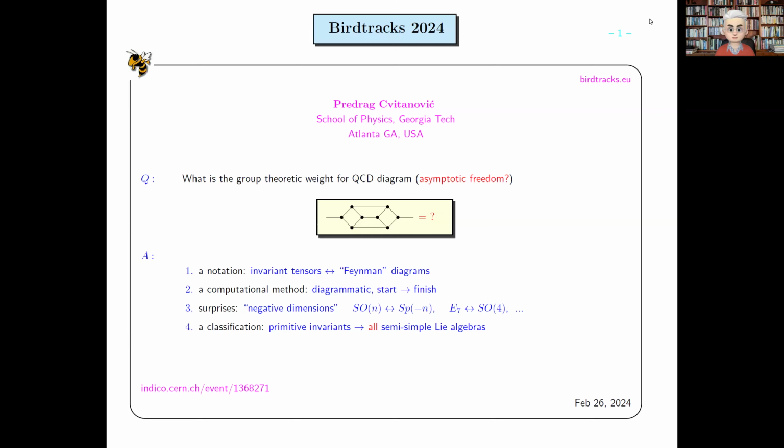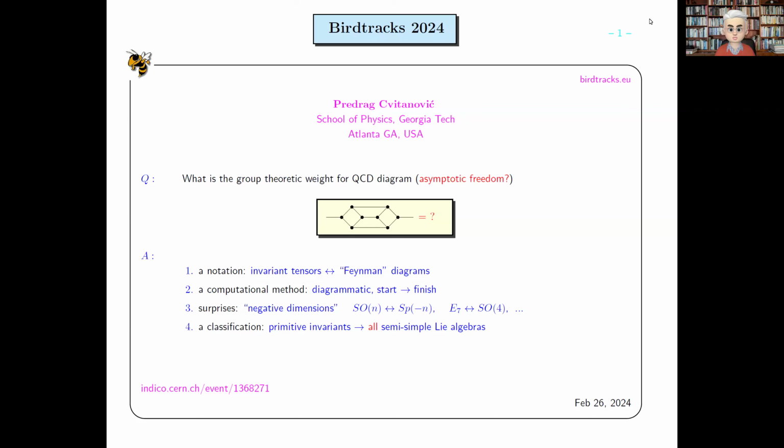I will give some kind of historical overview. Birdtracks, why Birdtracks? As a starting point, I'll take a starting point that I had in front of me 15 years ago. There is a QCD diagram, and I wanted to compute its group theoretic weight. And I'll show how 't Hooft taught us how to compute it.